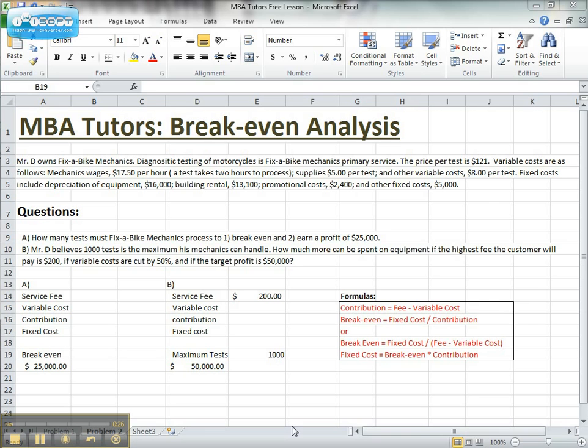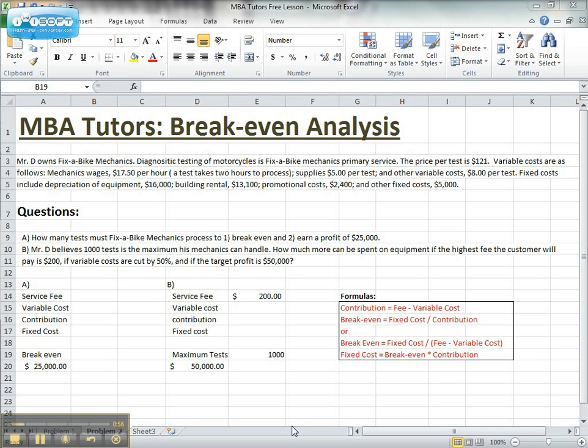The price per test is $121. Variable costs are as follows. Mechanics wages, $17.50 per hour. A test takes 2 hours to process. Supplies, $5 per test, and other variable cost, $8 per test. Fixed costs include depreciation of equipment, $16,000, building rental, $13,100, promotional costs, $2,400, and other fixed costs, $5,000.